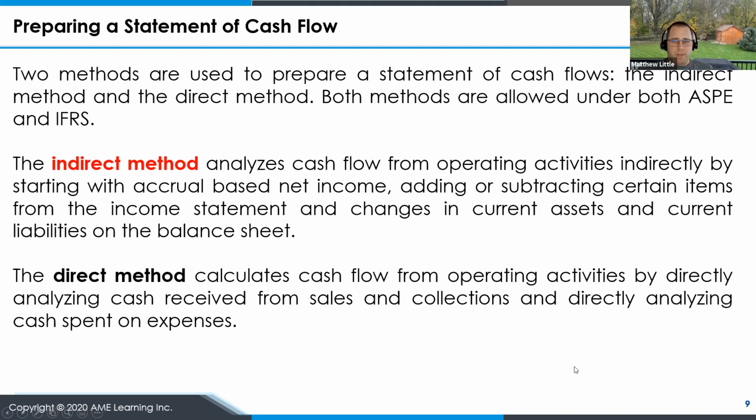So we're talking about the statement of cash flow. There are two methods to prepare a statement of cash flow. There's what we call the indirect method and the direct method. And both methods are allowed under either accounting standard, ASPE or IFRS. The indirect method starts with the operating activities by looking at the accrued net income, and then it adds and subtracts various items. Versus the direct method calculates cash flow from operating activities by directly analyzing cash received from sales and collections versus cash spent on expenses. And we'll go through some examples.